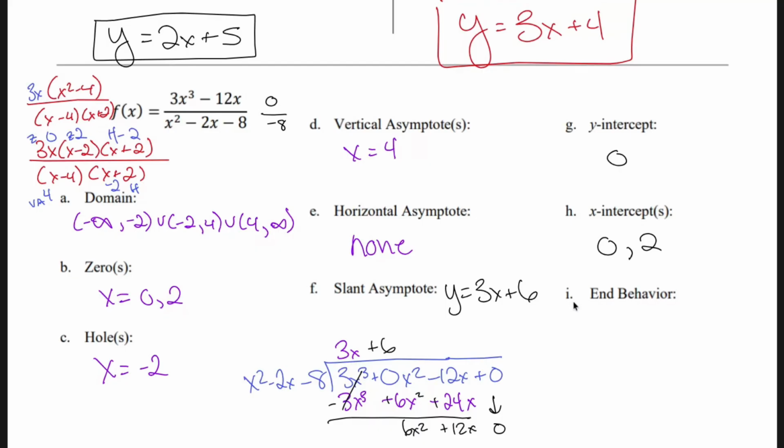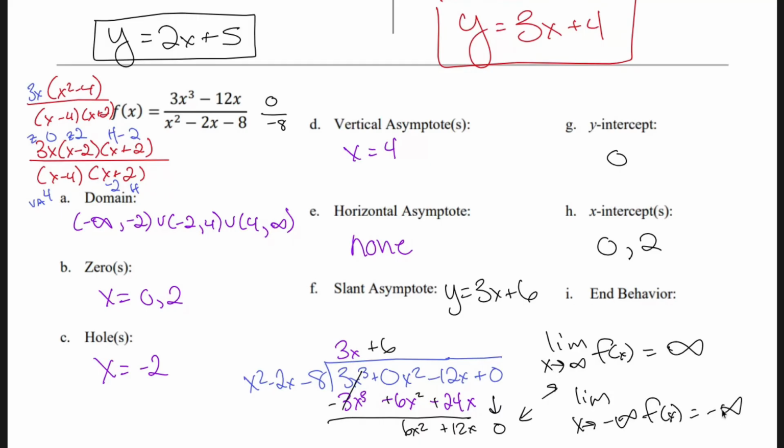And the end behavior is defined by the slant asymptote. Since the slant asymptote has a positive slope, I know that this is going to go up and to the right and down and to the left. So the limit as x approaches infinity of f of x is going to be positive infinity. And the limit as x approaches negative infinity of f of x is going to be negative infinity.